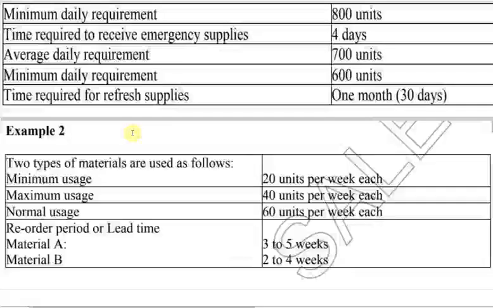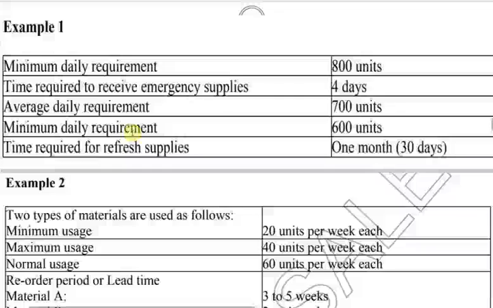We have two examples here. The first one is saying that the maximum daily requirement is 800 units. The time required to receive fresh supply is 4 days. Average daily requirement is 700. Minimum daily is 600. And time required for fresh supply is 1 month. So this is the lead time.